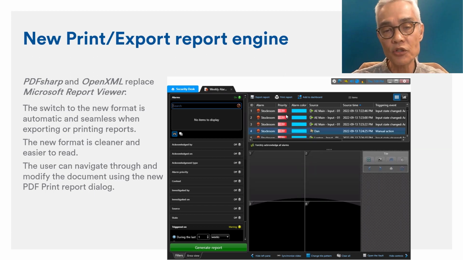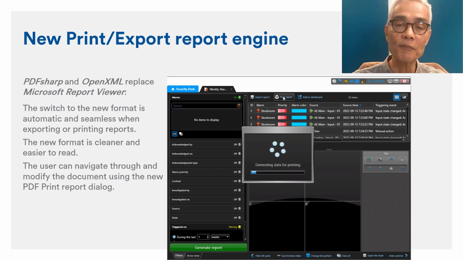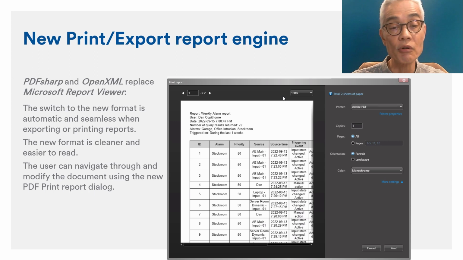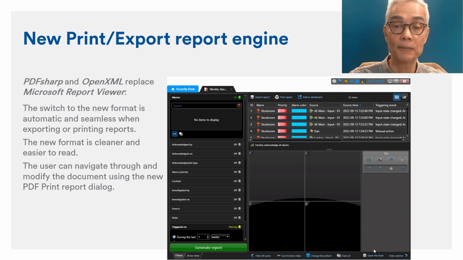So here's where the new feature comes in. In the past, when we said export report or print report, we were using Microsoft's Report Viewer. And now if we say export report or print report, we're using PDF Sharp, which gives us a much nicer user experience. That's about it. It's just the reporting application under the hood that has been replaced.